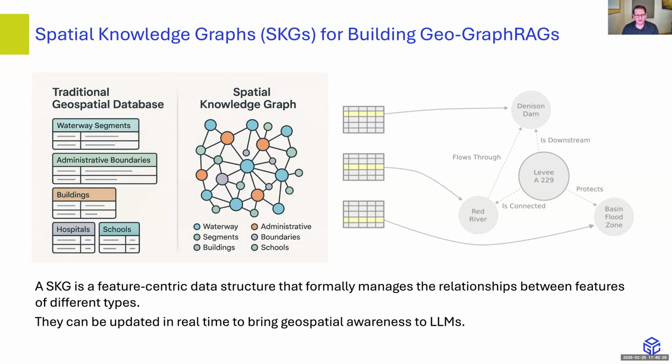Spatial knowledge graphs represent features as nodes in the graph. And the idea is that you want to have one node, back to this notion of common geography, just as you have standardization on zone IDs, depending on the reference system.